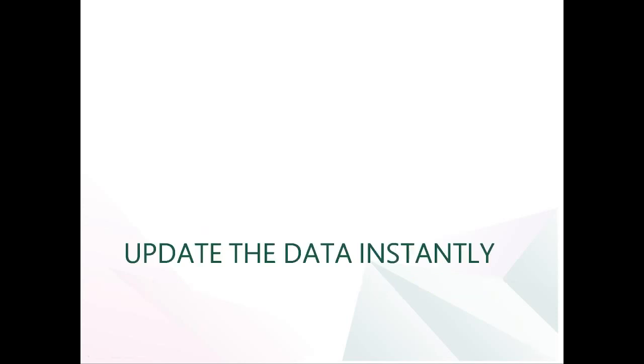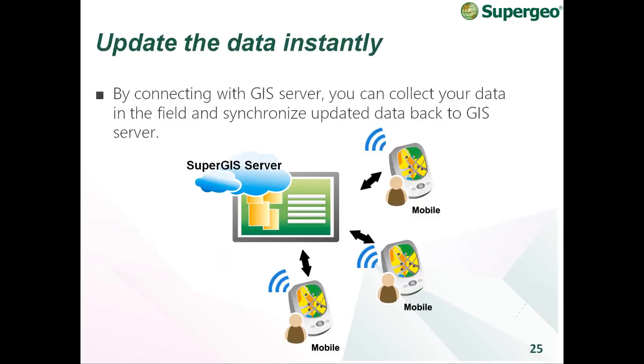In the first section, we have demonstrated the offline view and offline workflow, and SuperPad also supports the online workflow. Once you have an internet connection, you can update the data instantly. SuperPad 10 can connect to a GIS server, and you can collect data and synchronize it back to the server. By managing the data in the cloud, you and your team can update the same data at the same time.